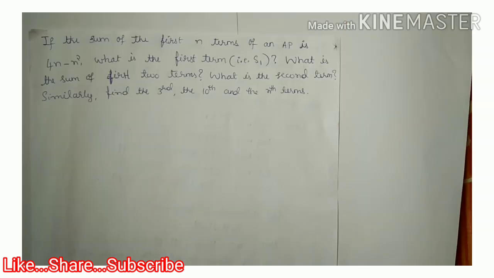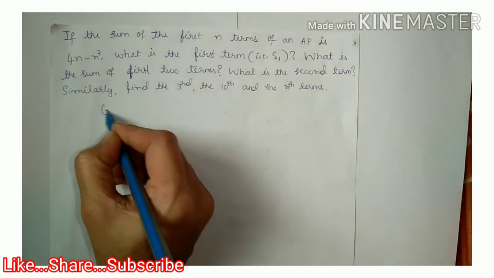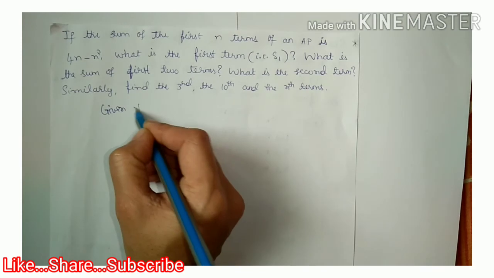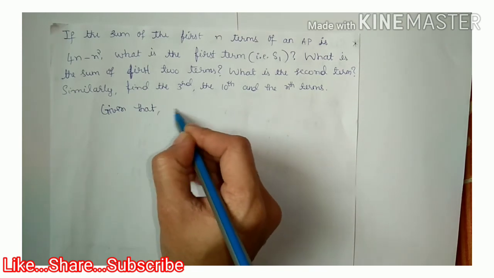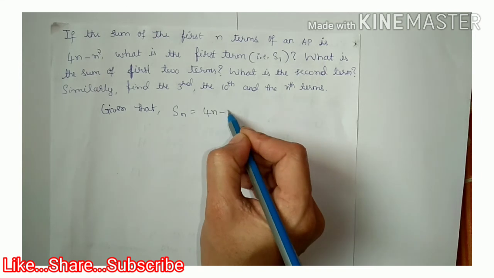Next important question. If the sum of the first n terms of an AP is 4n minus n square, what is the first term? That is S1. What is the sum of the first two terms? What is the second term? Similarly, find the third, 10th and the nth terms. Here given that Sn is equal to 4n minus n square.